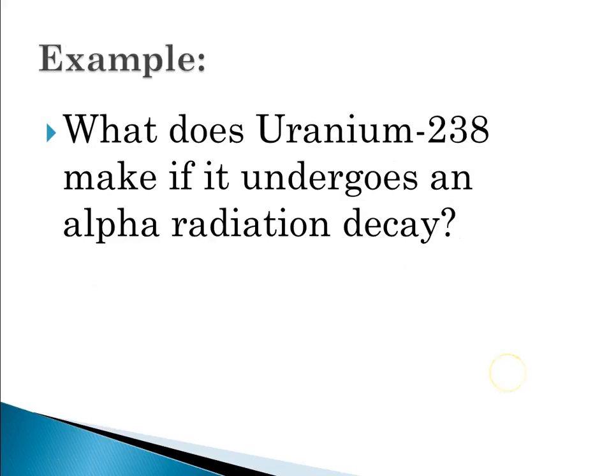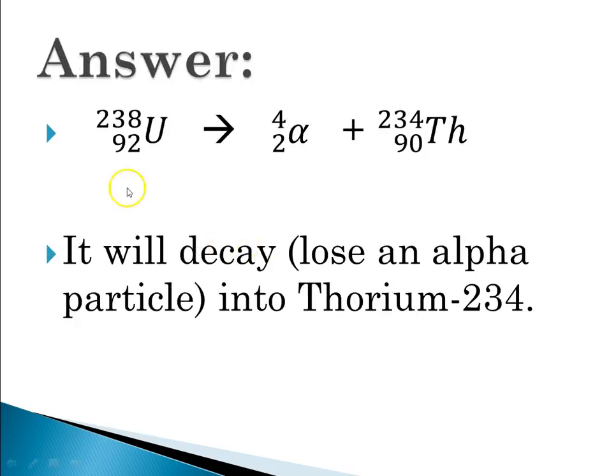So an example of a reaction showing this type of alpha particle emission: what does uranium-238 make if it undergoes an alpha radiation decay? Here I'm showing you that if we started with uranium-238, and for these you have to look on your periodic table to get your atomic number, and if it emits an alpha particle, so here's the alpha particle, then what happens is you get thorium. And again, thorium-234. So it will decay, lose the alpha particle, and it will become thorium-234.